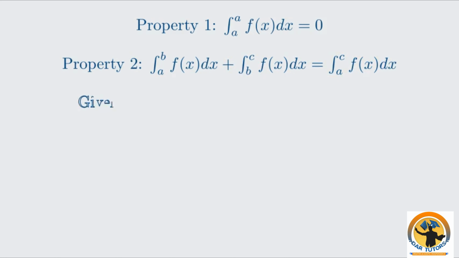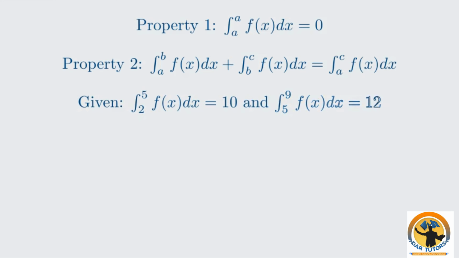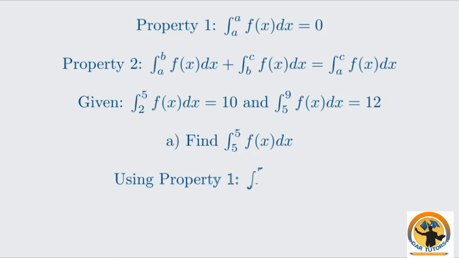Suppose we are given that the integral from 2 to 5 of a positive function f of x is 10, and the integral from 5 to 9 of the same function is 12. We need to find two other integrals. First, let's find the integral from 5 to 5 of f of x dx. Using our first property, the integral from a to a is 0. Here a is 5, so the integral from 5 to 5 is 0.